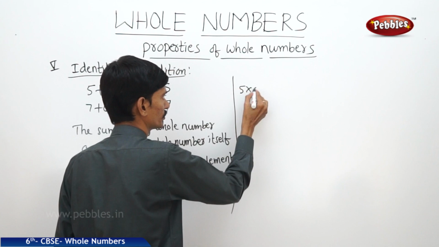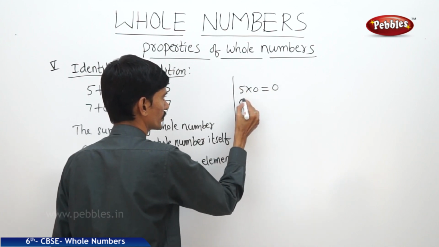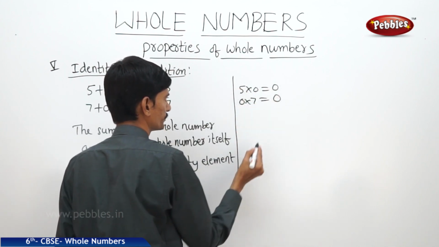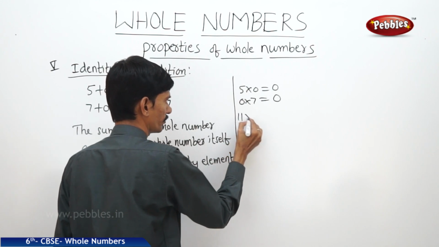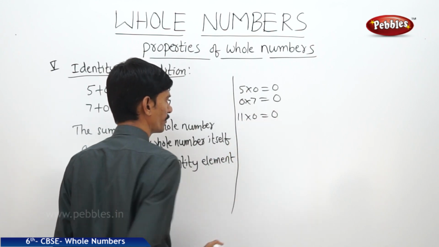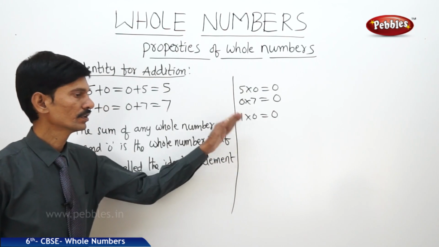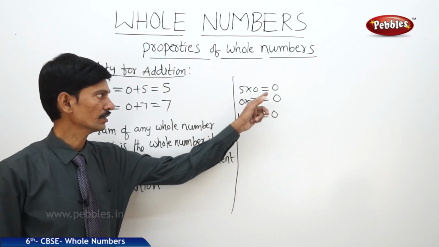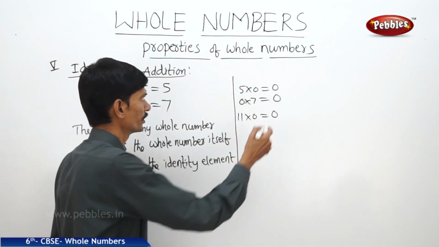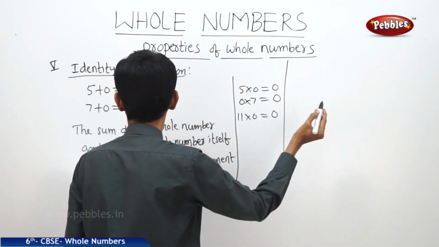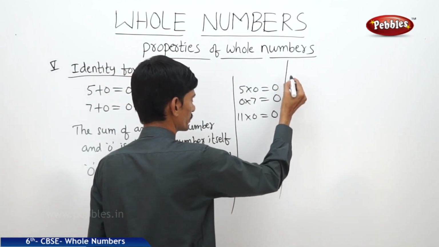So then 5 into 0 equals to 0, 0 into 7 equals to 0, 11 into 0 equals to 0. So if you multiply any whole number with 0, then we get the product again the 0 itself. Now the next one is identity for multiplication.